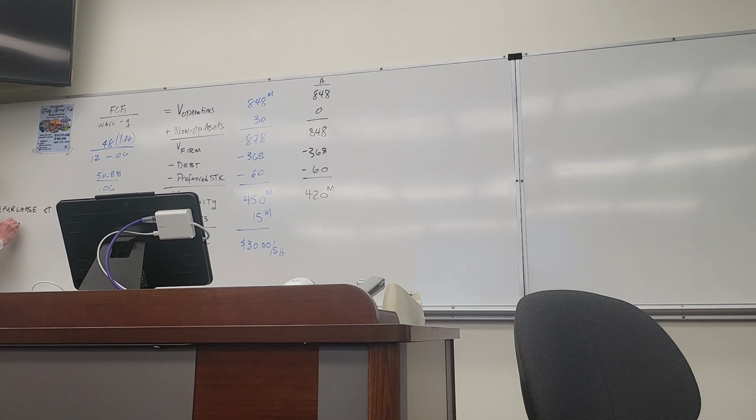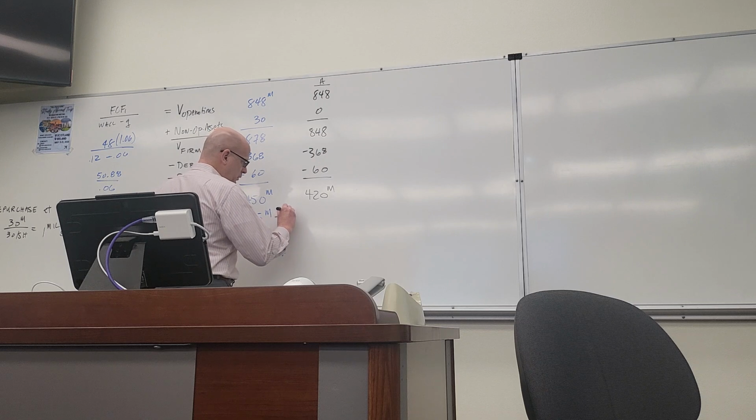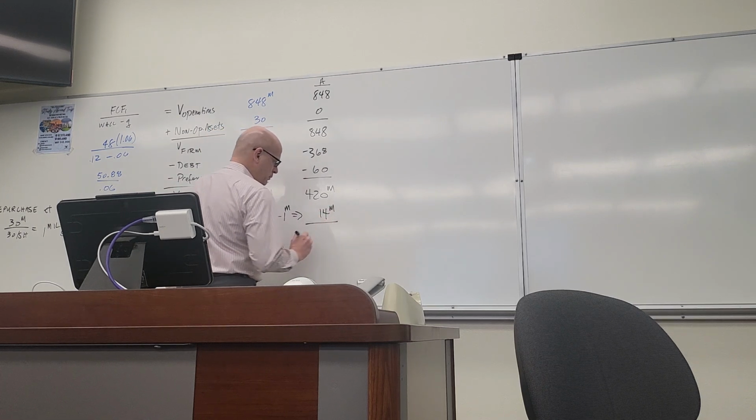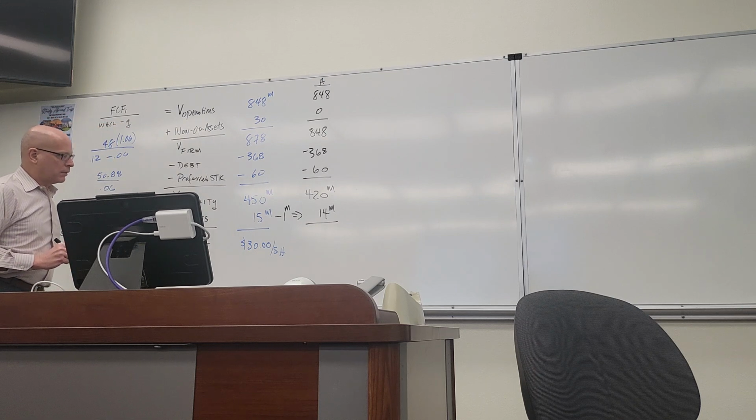But now, let's see what's gonna happen. We're gonna do 30 million, right? That's our non-operating assets at 30 bucks per share. So that looks like 1 million shares. We're gonna repurchase 1 million shares. So we're gonna subtract out 1 million, and that's gonna give us 14 million remaining up here.